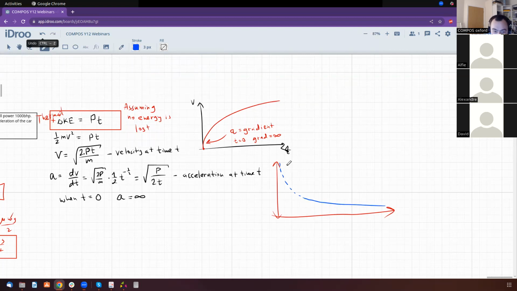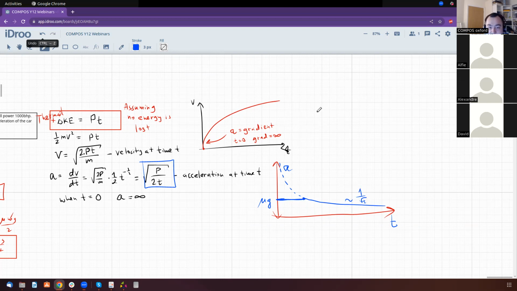This is the acceleration versus time. At first, the wheels would be spinning, and whilst the wheels are spinning, your acceleration is constant. The acceleration is equal to mu g. And then acceleration will decrease according to this law. This is proportional to 1 over square root of t. This is how the acceleration changes.